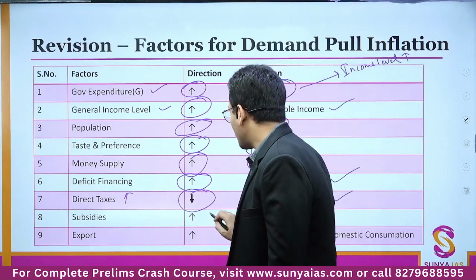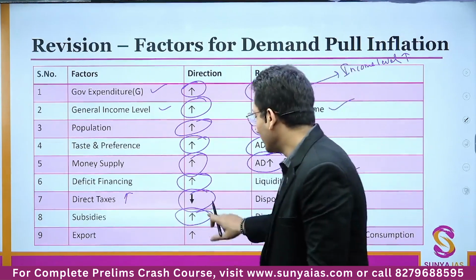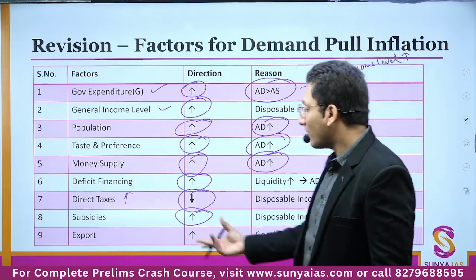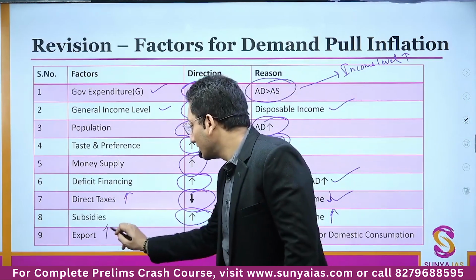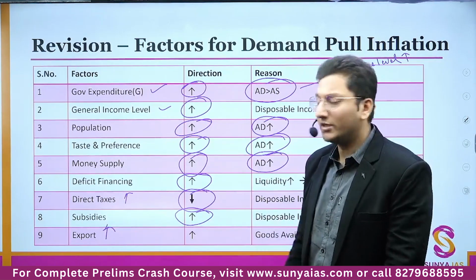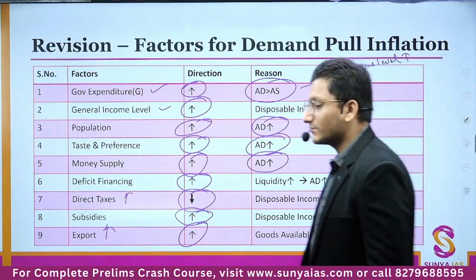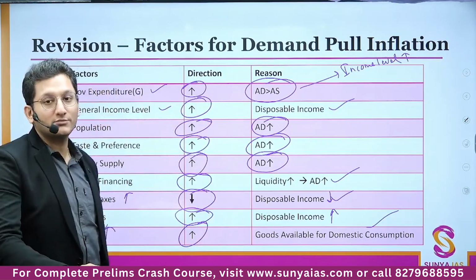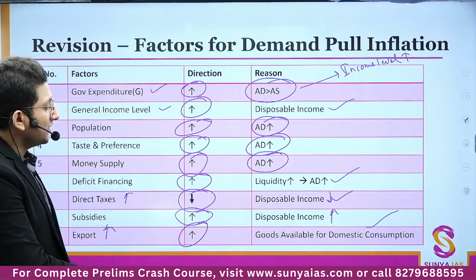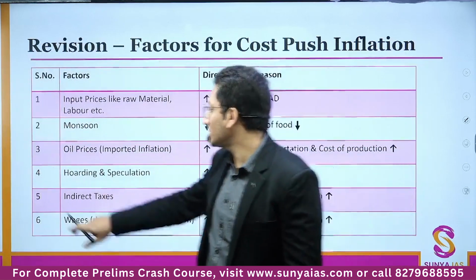Now, subsidies. If the subsidies are increasing, means government is giving more subsidies to the people, the inflation will increase because the disposable income will increase. Okay. Talking about the export, agar export suppose kijiye bad jata hai to kya hoga, hamare logon ke paas zyada paisa hoga kyunki ab hum export kar rahe hain, hum zyada kamai kar rahe hain, we are getting more money, the inflation will increase because goods available for domestic consumption, right? So these are the reasons due to which the inflation is going to occur. चलो एक बार कॉस्ट पुश इन्फ्लेशन के लिए भी देख लेते हैं. अभी तक तो हमने उसके लिए समझा.